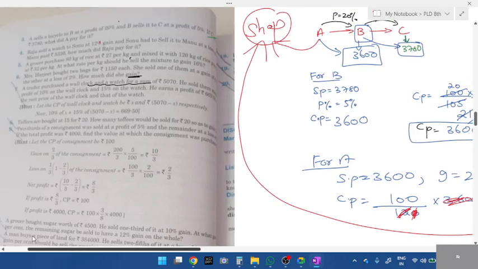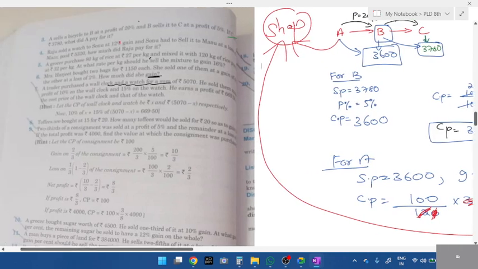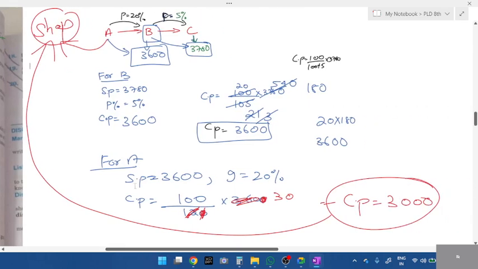Yeah. Try the next one for homework, students. Look at fourth one. All of you look at this. First complete. Done with this. For A, selling price is 3,600. Gain 20 and calculate it.